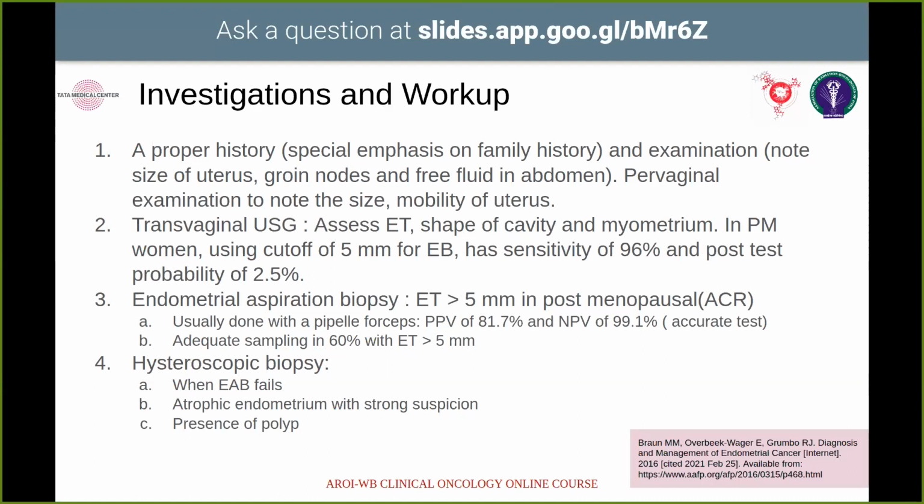Dilatation and curettage is also another option, but hysteroscopic biopsy offers several advantages, particularly when you have got atrophic endometrium with a strong suspicion of malignancy, you can focus your biopsy on areas which are strongly abnormal on the hysteroscopy. And in presence of a polyp, you can do a concurrent polypectomy with the hysteroscopy. So usually in most cancer centers, hysteroscopic biopsy would be preferred if an endometrial aspiration biopsy is non-contributory.